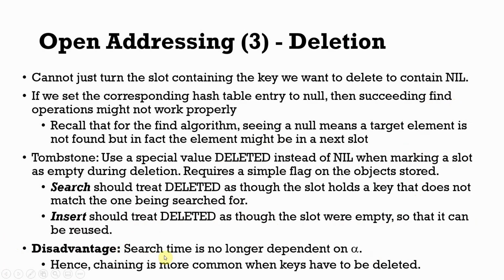So the disadvantage is that search time is no longer dependent on alpha, right? Because even if the location is not containing any key, we still have to go through it, right? We have to search through it. So chaining is more common when keys have to be deleted. Open addressing is usually not used when our table goes through lots of changes, lots of deletions.